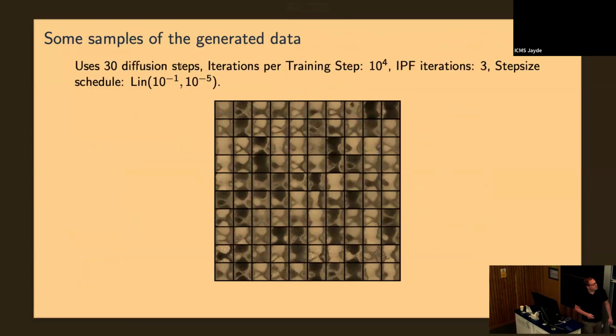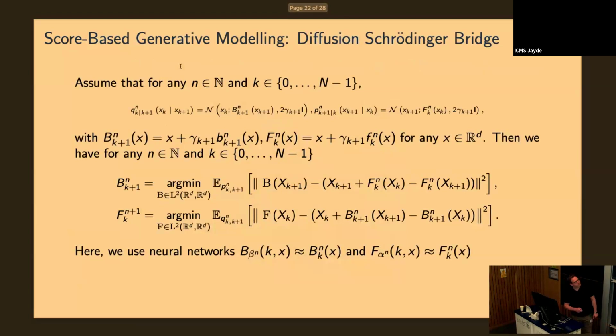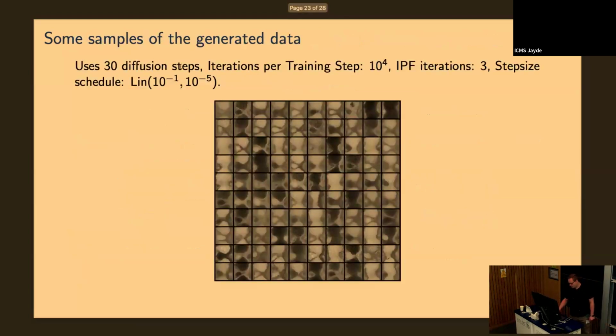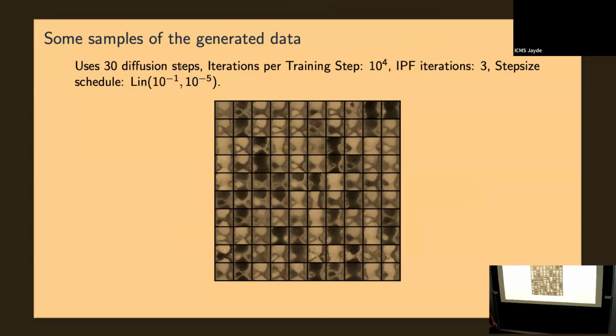So now we've run this; here we're using 30 diffusion steps. We take 10,000 iterations per training step. So that's 10,000 iterations for each of these. And we use only 3 iterations of the iterative proportional fitting. And we use a step size schedule. So step size here refers to the steps in the diffusion, which is linear and takes us from 1/10 to 10 to the -5. And these are the samples that we obtain from the distribution that we wanted to model.